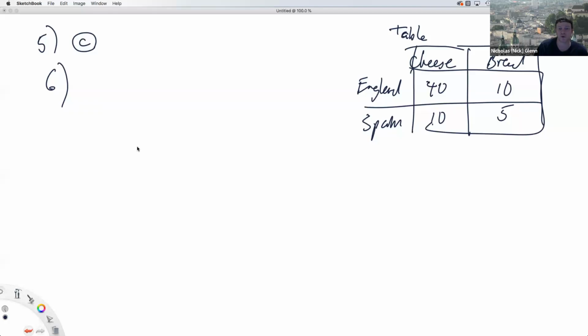The opportunity cost of 1 unit of cheese for England is what? Well, let's look at it. England can either, if they spend all their time making cheese, produce 40, or they can spend all their time making bread and produce 10. So if they're spending their time making 40 cheese, they're giving up on making this 10 bread.